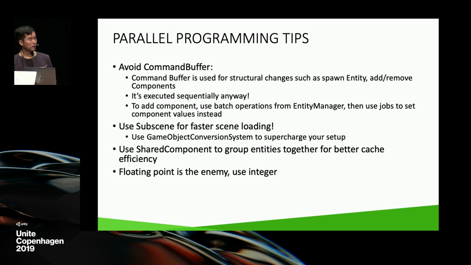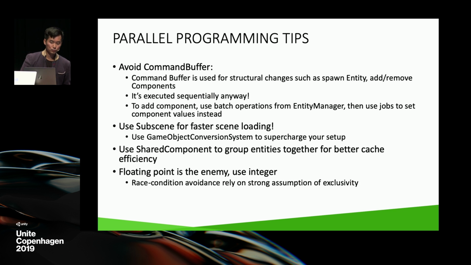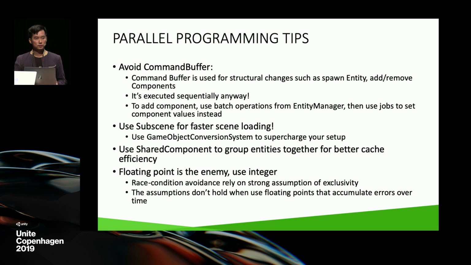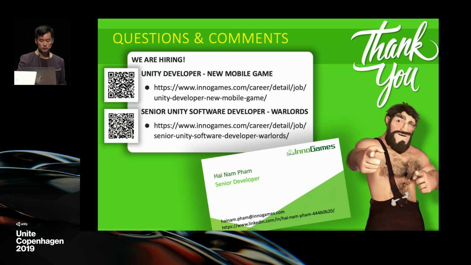And at first, when I wrote the traffic simulation, I used floating point, and that was a very big mistake. The race condition avoidance method that I use has a strong assumption of one-to-one exclusivity, and those assumptions do not hold when floating point values accumulate error over time. So my suggestion would be to write everything using integers instead of floating point.